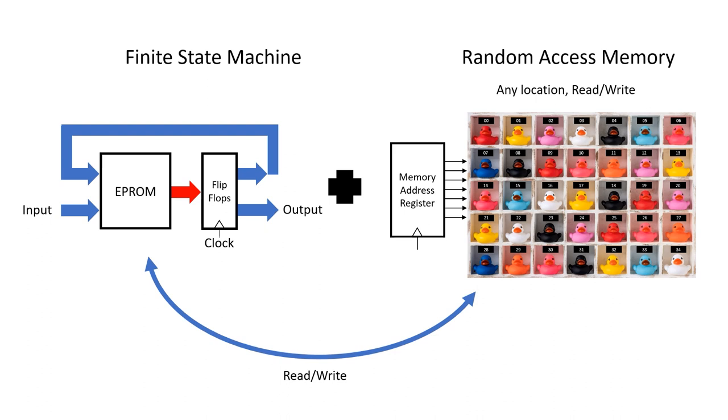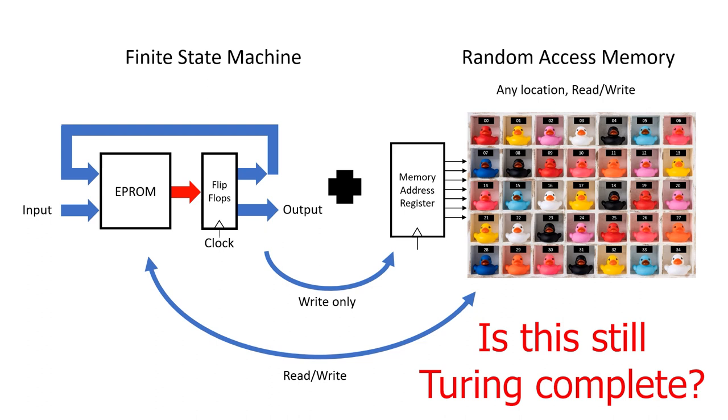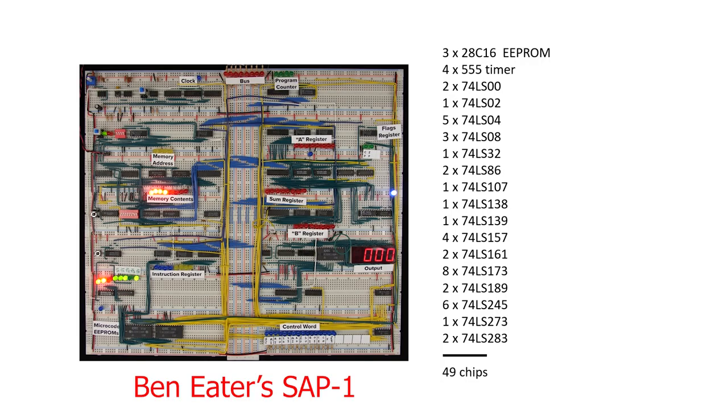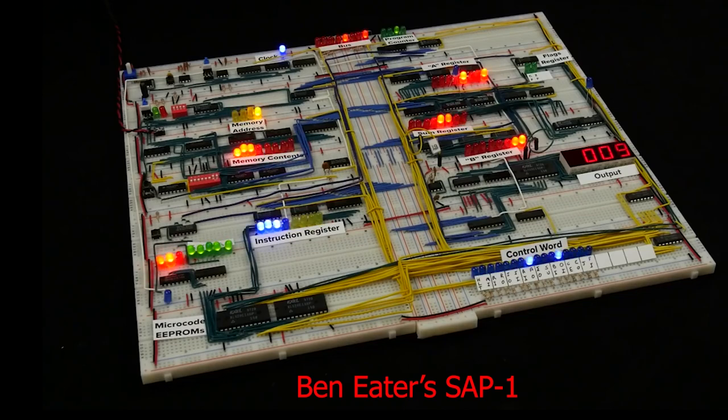What if I change it so that the finite state machine can read and write the static RAM, but it can only write to the memory address register? It can't directly read it. Can I still make this into a Turing machine and show that it's Turing complete? If it is, then I can emulate Ben Eater's SAP1.